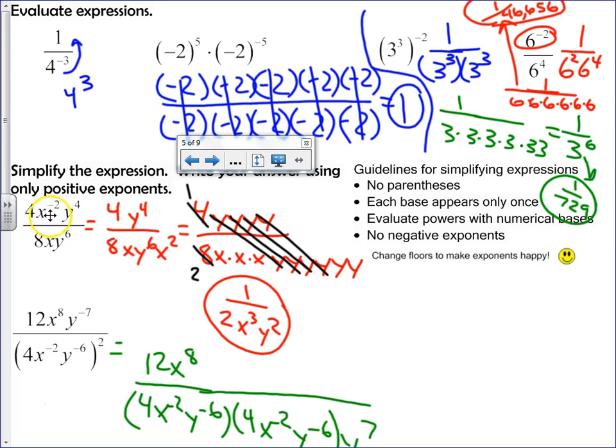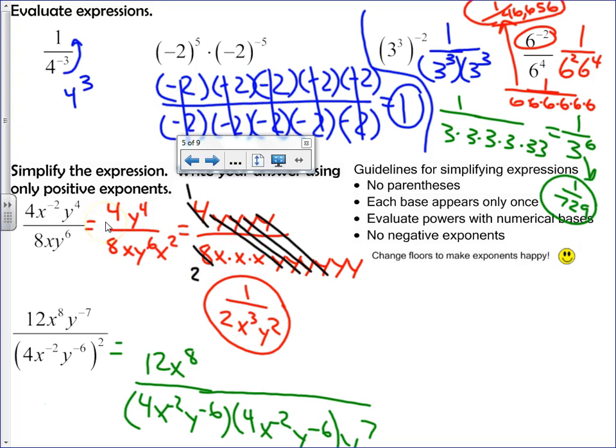Okay, so 4x to the negative second times y to the fourth over 8x to the sixth. So this x to the negative second means I'm dividing by x twice, so I can move that down to the bottom. I can expand out y to the fourth and y to the sixth. I divide out my y's, so I'm left with 4 over 8 x to the third y squared. I'm going to divide 4 and 8 both by 4 to give me 1 and 2. So I have 1 over 2x to the third y squared.